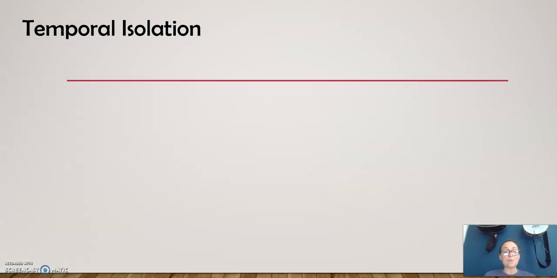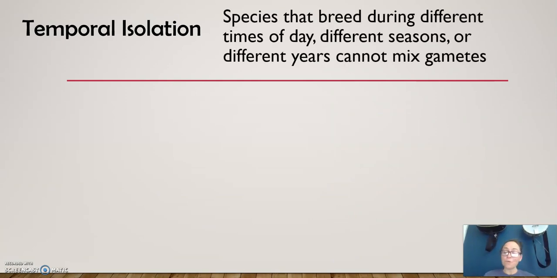Then we have temporal isolation. In temporal isolation, this is when species breed at different times. So basically different times of day, different seasons, different years. And if they're breeding at different times, how can their gametes possibly fertilize?